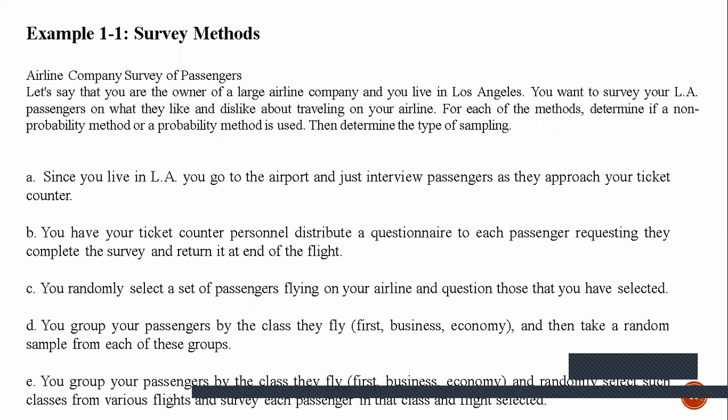So let's say that you are the owner of a large airline company and you live in Los Angeles. You want to survey your Los Angeles passengers on what they like and dislike about traveling on your airline. So we just wanted to take a few feedbacks, what the passengers think. For each of the methods, determine if a non-probability method or a probability method is used. Then determine the type of sampling.